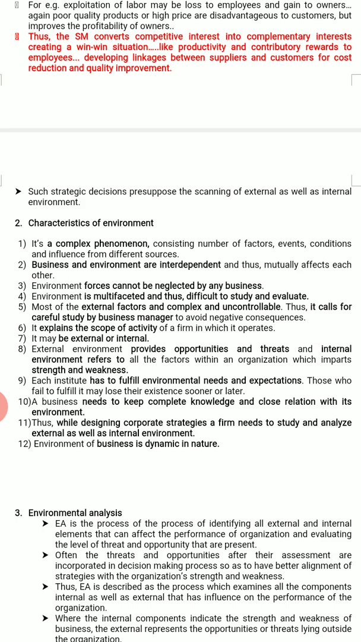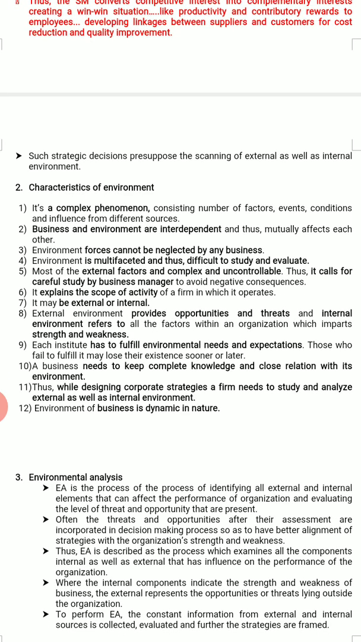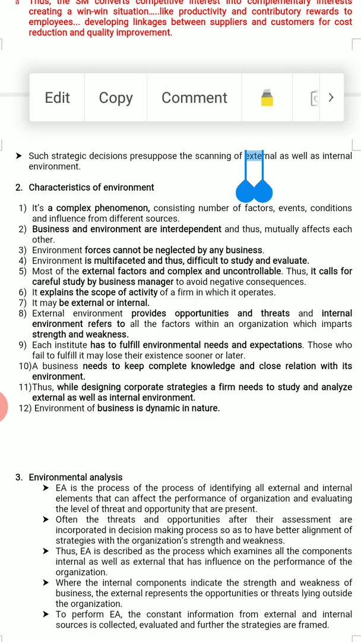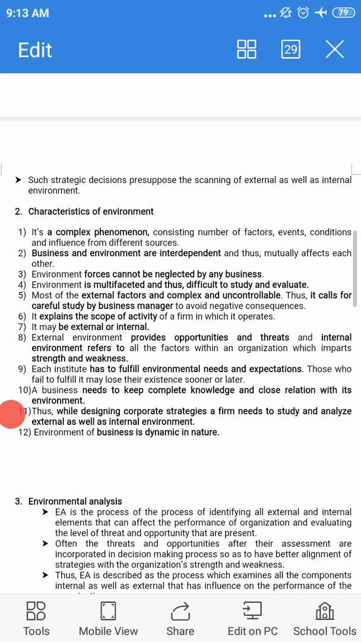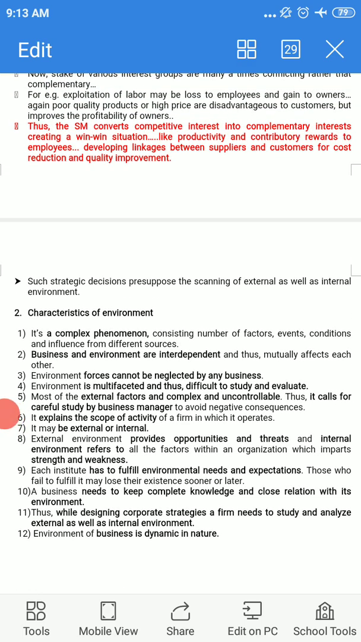How it can be done? By framing such strategies with which the productivity is also increased and the contributory rewards is also given to the employees. So none of the parties are at the loss, or they are at the minimum negative impact, right? While developing linkages between the suppliers and customers for cost reduction and the quality improvement on the other side, right? So this is to be created with the help of strategic management.